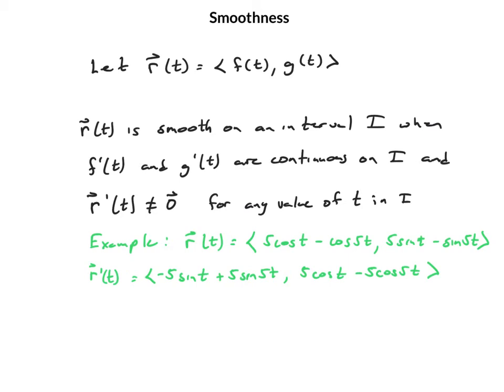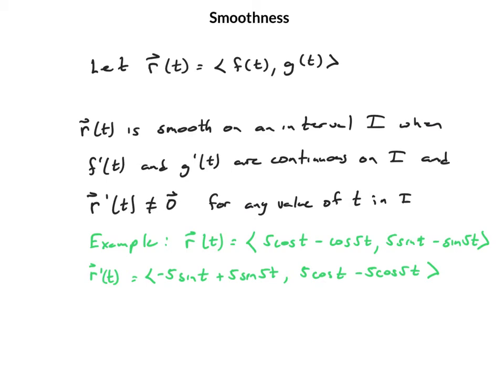Now here's an example, and this one comes from the book. It is on page 826 in the book. You can see the graph of that plane curve there. But r of t in this case is equal to 5 cosine t minus cosine of 5t, and then 5 sine t minus sine of 5t. So if I take the derivative, r prime of t, I get negative 5 sine t plus 5 sine 5t, and 5 cosine t minus 5 cosine 5t. Okay, so now what happens on this?